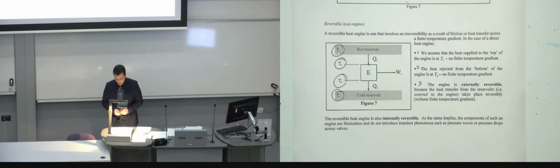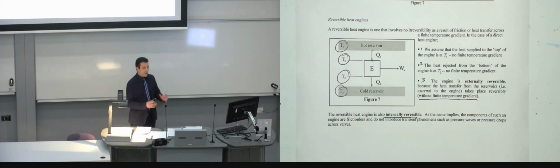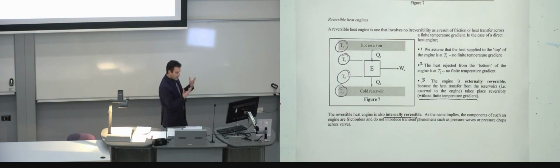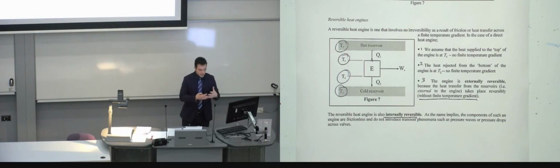This also means that the heat engine itself has to be internally reversible. So it's not all about what is external to the engine. The engine itself, and what I mean by the internal components, I mean the valve, the compressor, the pump, the turbine, the heat exchangers, boilers, evaporators, those components within the heat engine, they have to be reversible as well, which means no losses. For example, no pressure drops across valves, or no friction whatsoever. And once you satisfy these conditions, then you have a reversible heat engine.